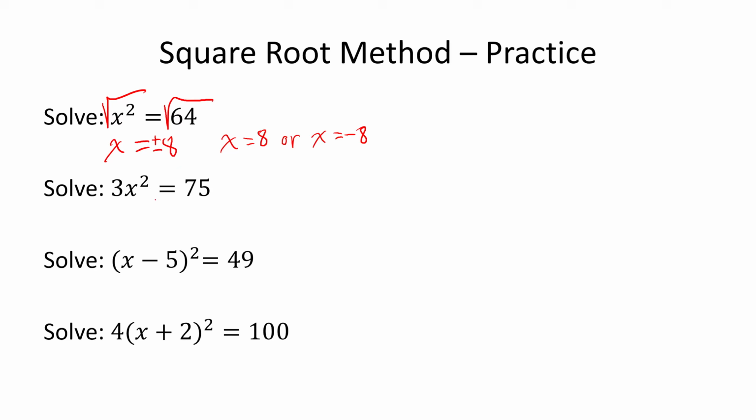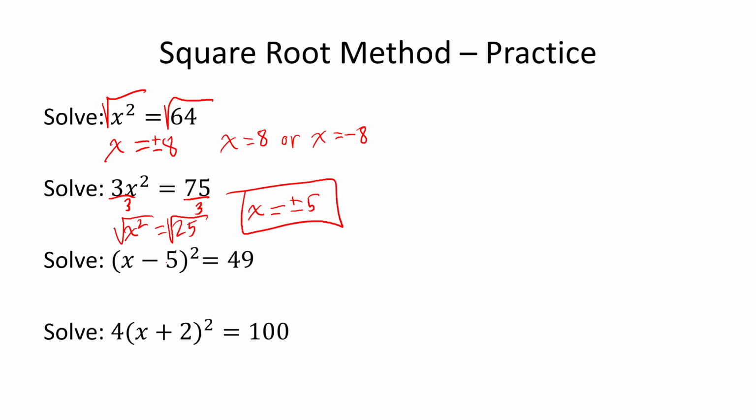The way it works now with the other ones, once again, it is only certain situations. Right now, you're like, this isn't a perfect square, but watch what happens. If we divide by 3, that then gives me x squared is equal to 25. I can now take the square root of both of these. x equals the square root of 25, which would be plus or minus 5. Once again, 5 times 5 is 25. Negative 5 times negative 5 is 25. That's why we have the plus or minus.